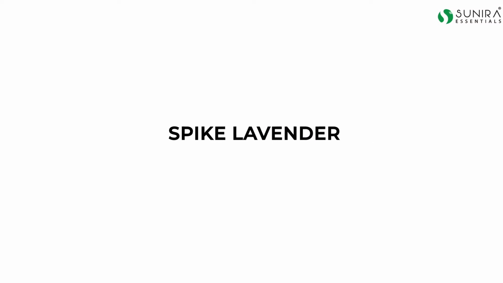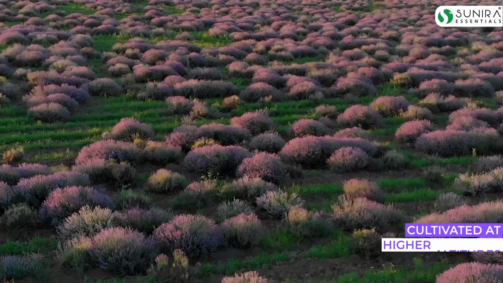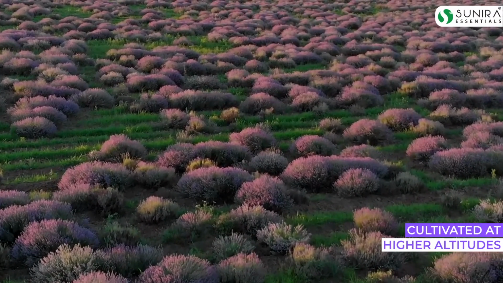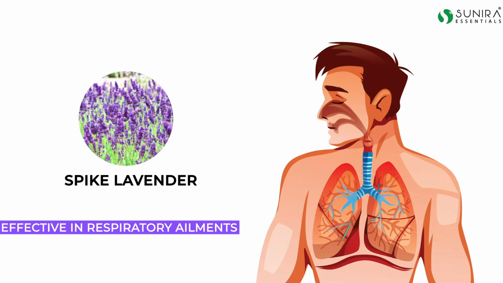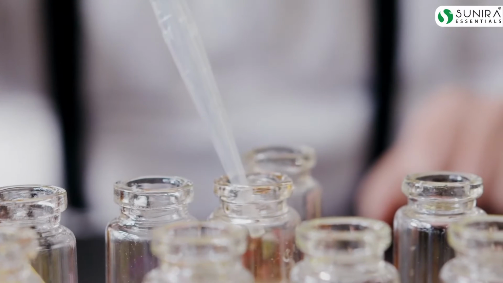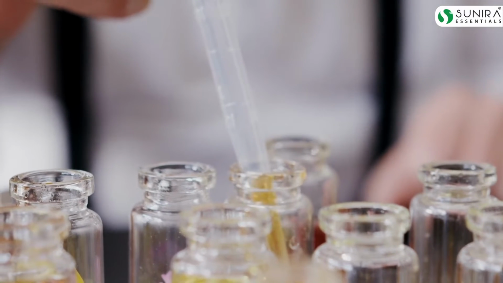The third variety of lavender we will discuss is spike lavender. This lavender variety is grown at higher altitudes than the other two varieties discussed earlier. Spike lavender oil is well known for its ability to help us with respiratory ailments. Its chemical composition differs slightly from the other two lavender kinds covered previously.